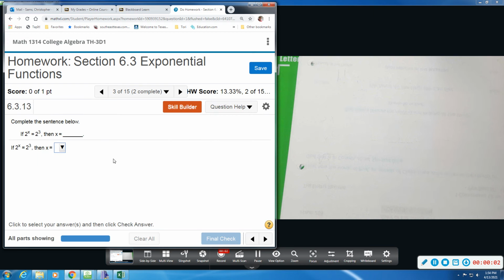Okay, number 3, we want to complete the sentence below. So this is prepping us for solving exponential equations. We have 2 raised to the x power is equal to 2 to the 3rd power. If this is true, then x must equal what? So the 2's are the same, then that means x equals 3. So that's what we want you to see here. X would be equal to 3.